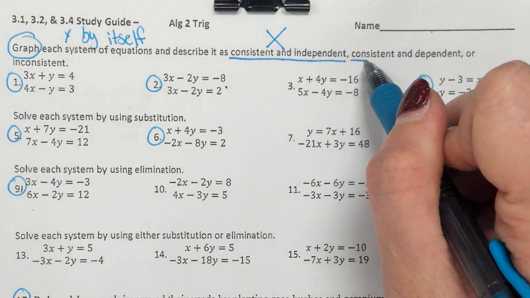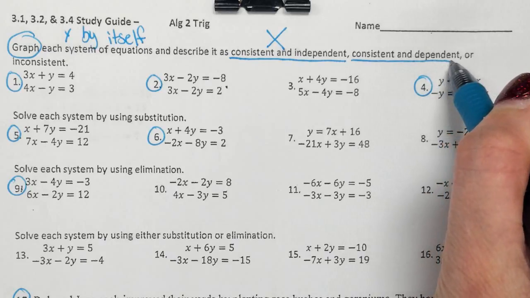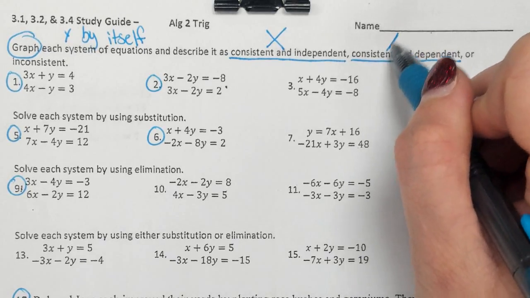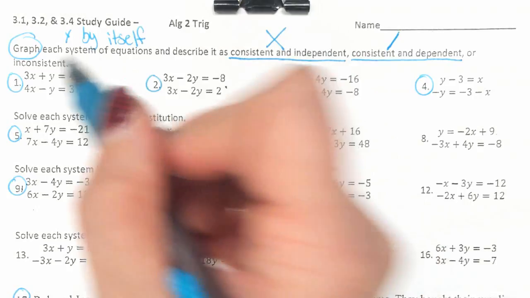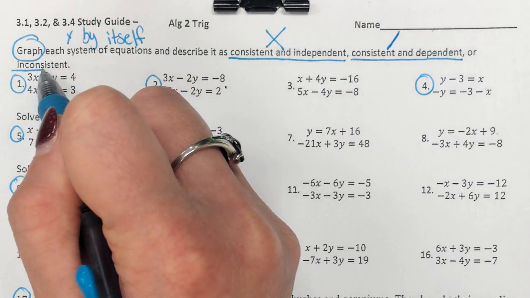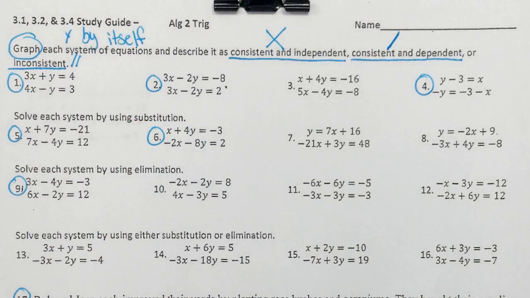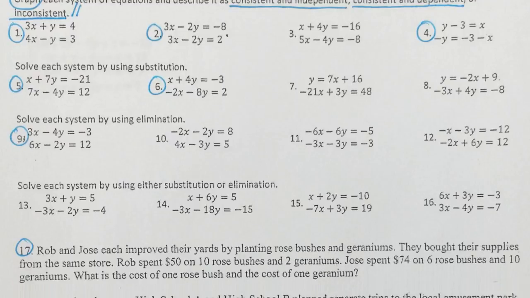All right, what about consistent and dependent? What do those look like? Same line. There you go. And inconsistent, what did those look like? They were parallel. Very good. All right, 5 and 6. How do they want you to do 5 and 6?